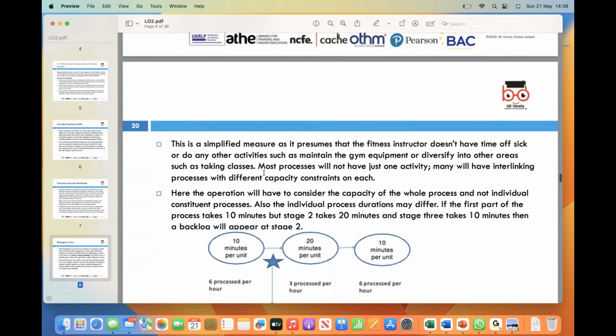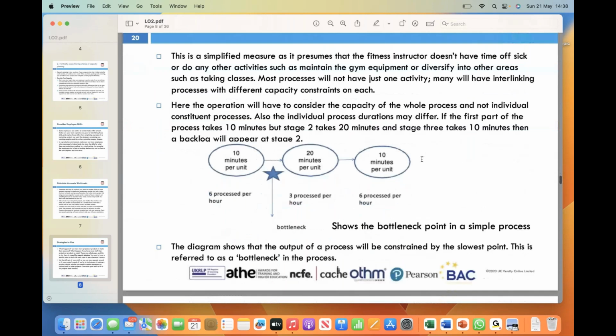Most processes will not have just one activity. Many will have interlinking processes with different capacity constraints on each. This diagram illustrates that the output of a process is limited by the slowest point, which is referred to as a bottleneck in the process.